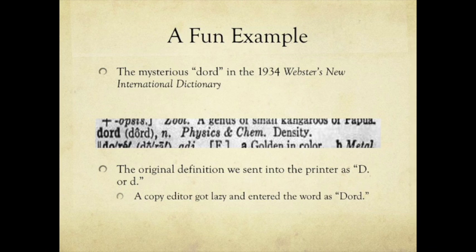What that means is, in physics or chemistry, if you see a capital D or a lowercase d, that usually means the density of an object. Well, the copy editor didn't know that. He wasn't a chemistry nerd or a physics nerd. So he just thought, oh, well, that spells D-O-R-D, Dord. It must mean density in chemistry or physics. So he put in there Dord. He made up a word. That's a great example of what we call text criticism.